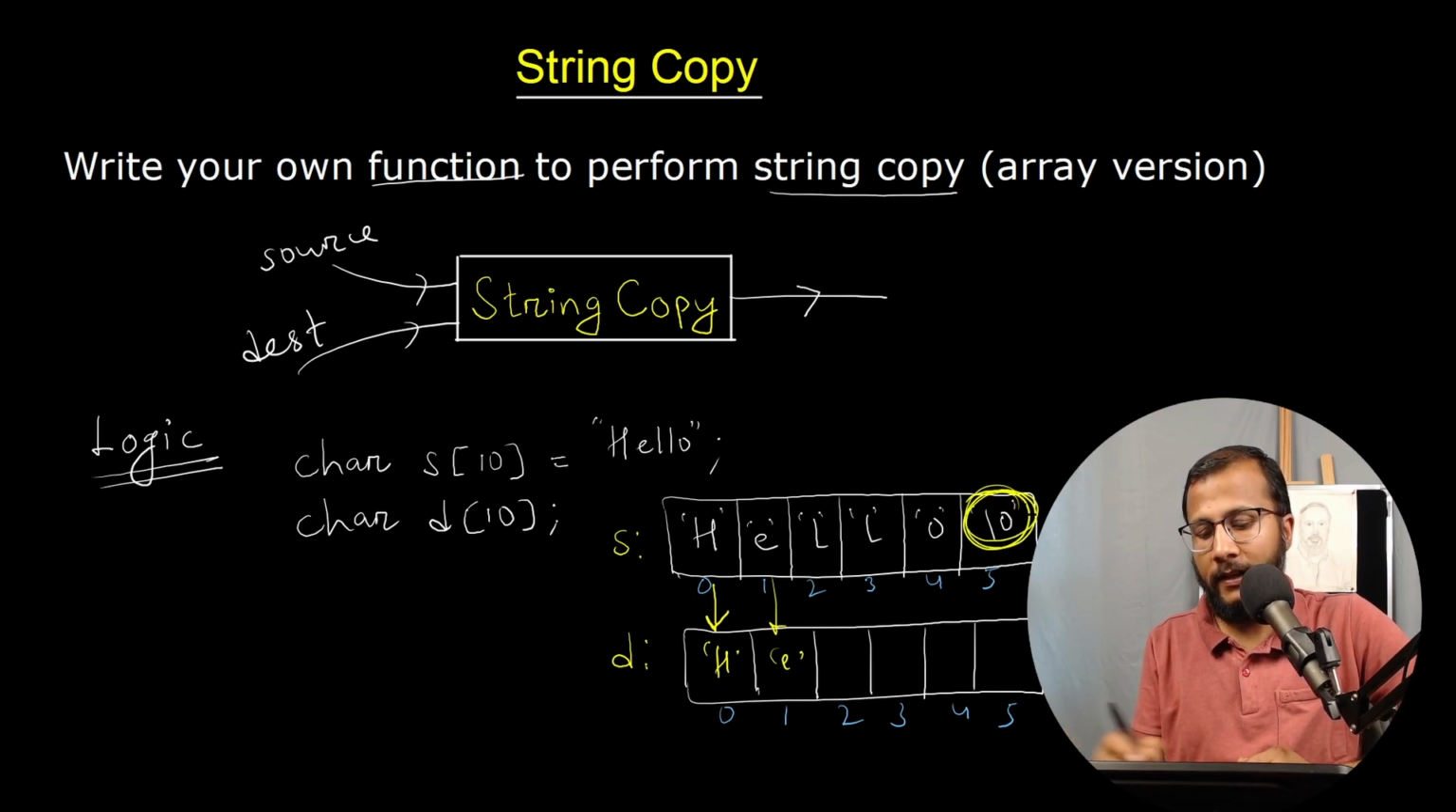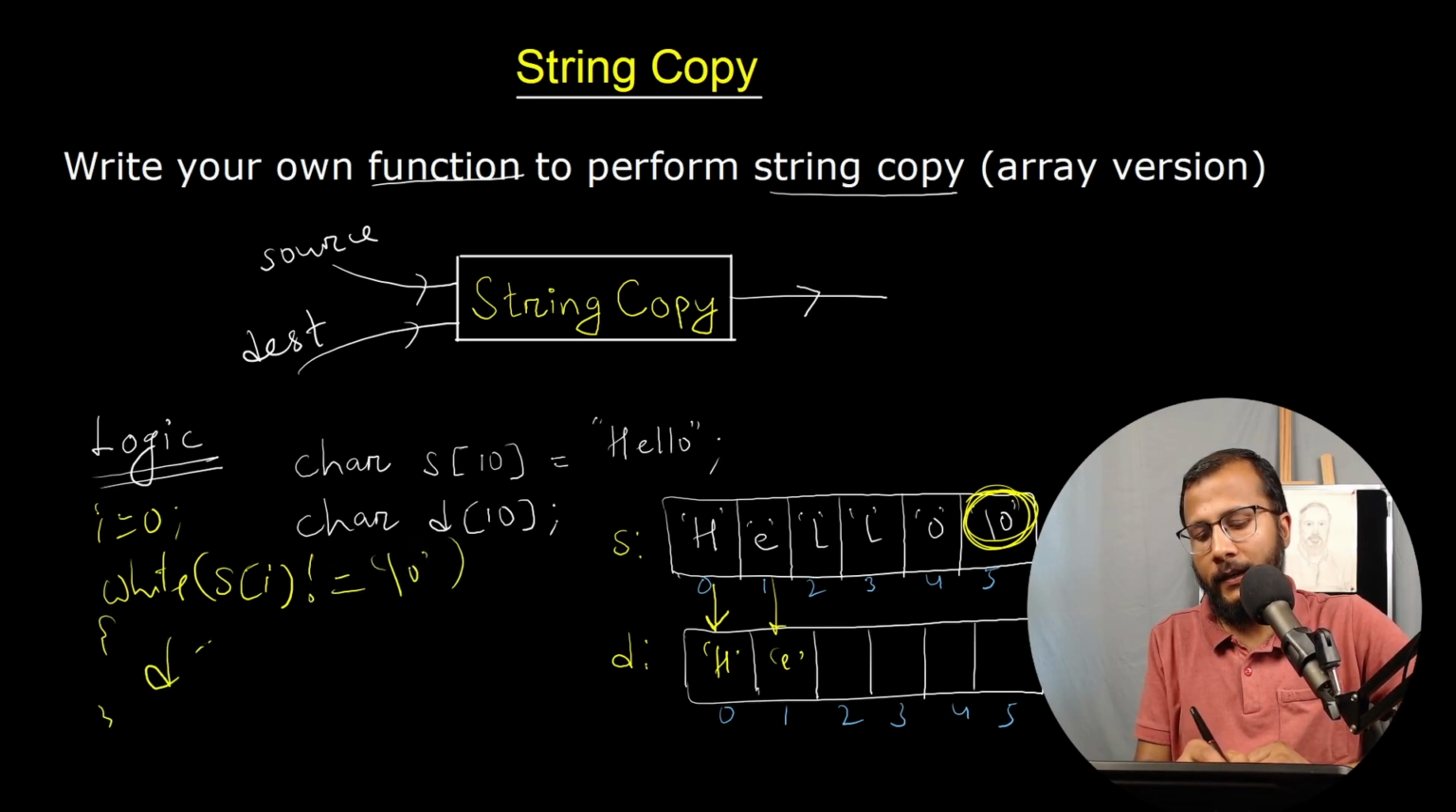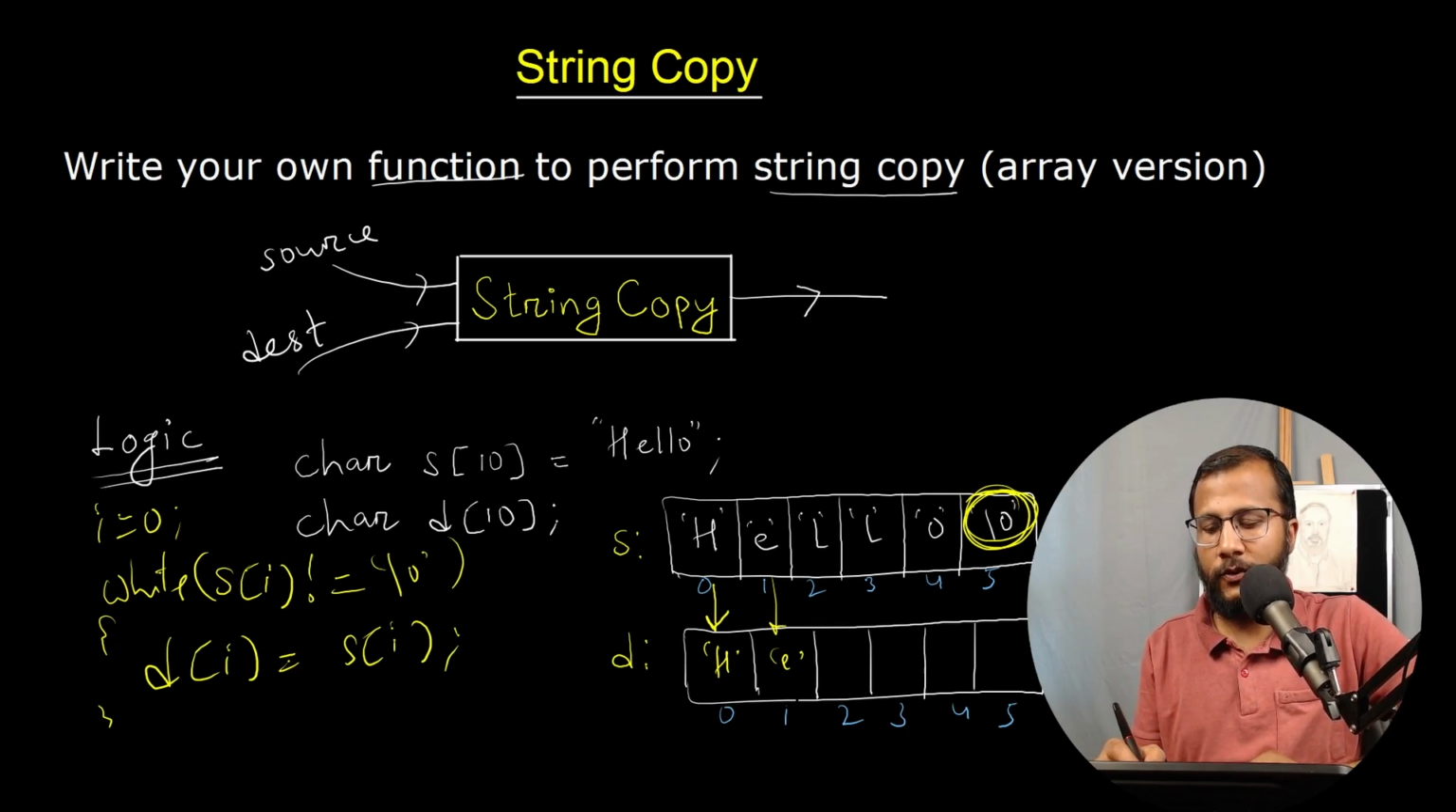null character. So the logic is while, if in my source string, let's say the index is i, so initially let's say i is 0. This is just an algorithm. While s[i] is not equal to null, if it is not null, what do I do? I'll copy the source string at index i to the destination string. So s0 is copied to d0, then s1 is copied to d1, s2 is copied to d2, s3 is copied to d3, s4 is copied to d4. That's all, because now I reach the null character, I'll stop.